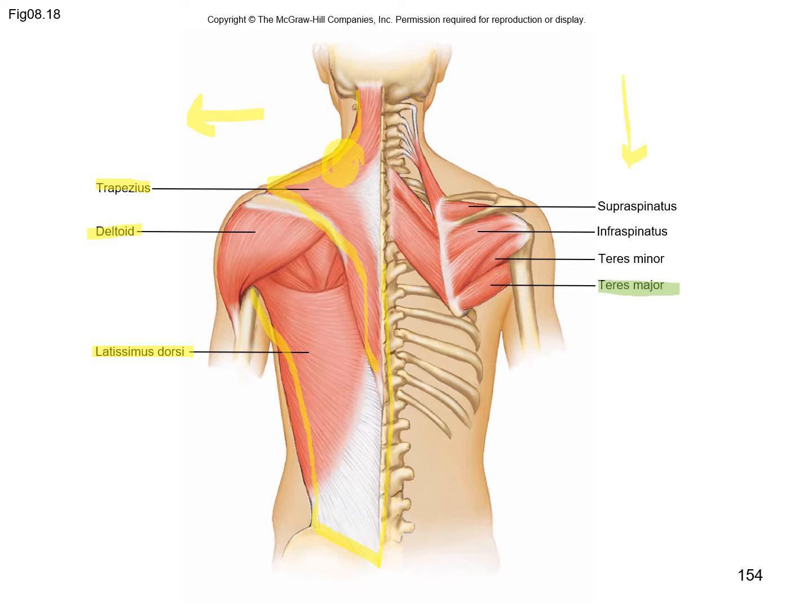Now, on this posterior side, the back side of this, I have 3 muscles, and you can kind of remember them as SITS. All together, the muscles that are called the rotator cuff are referred to as the SITS muscles, S-I-T-S.